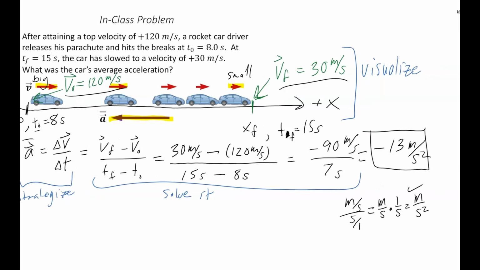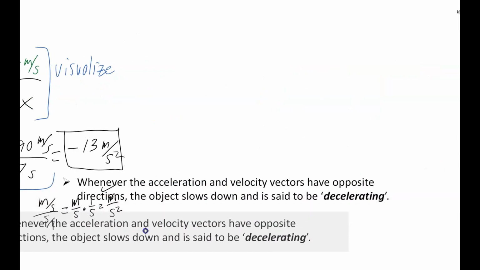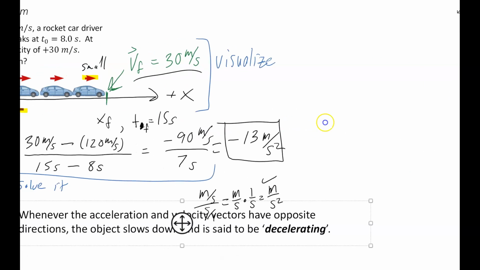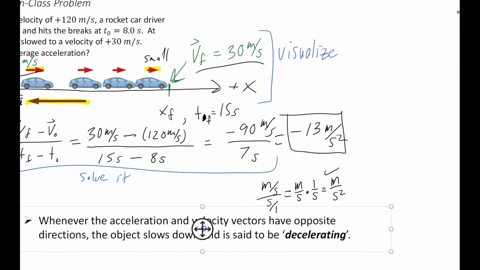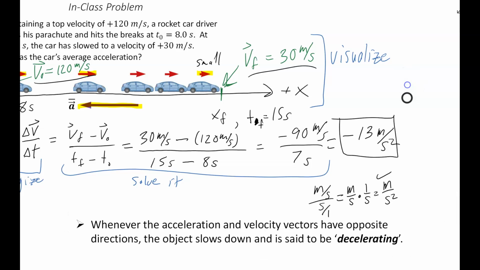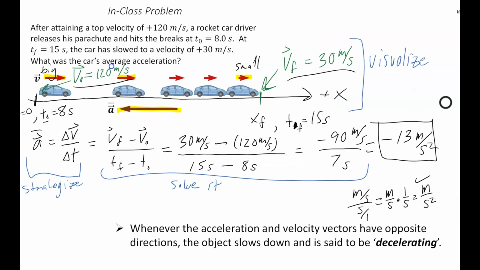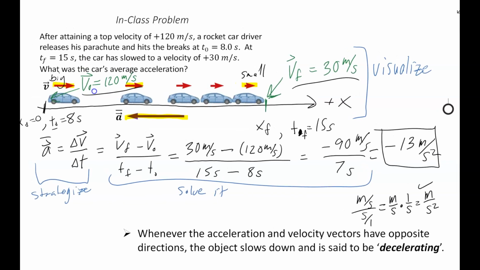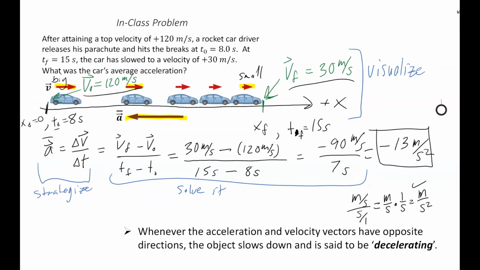In fact, as a general rule, let's move this where we can see it a little bit here. We can always say this. Anytime that the velocity and the acceleration have opposite directions, the object slows down and is said to be decelerating. So we've checked this out, and everything looks good. We are satisfied with our answer here.